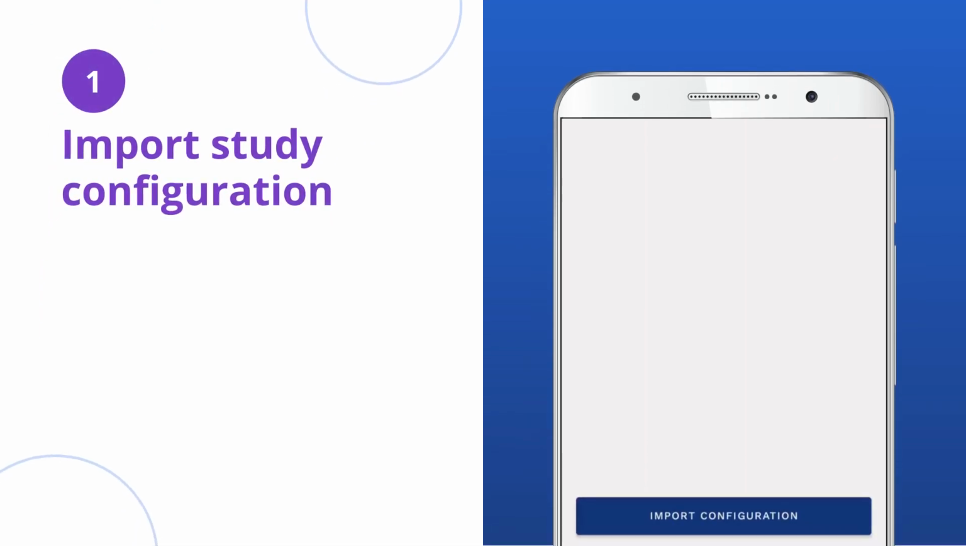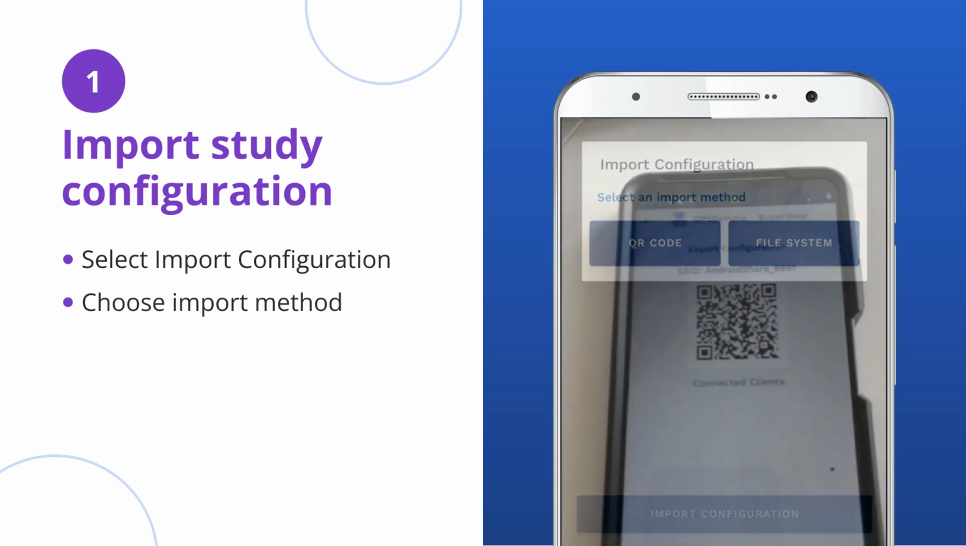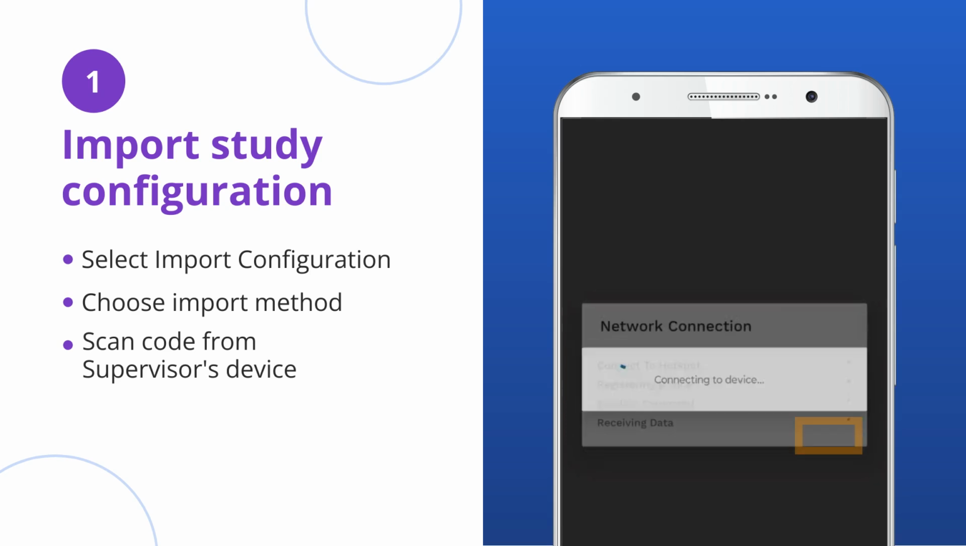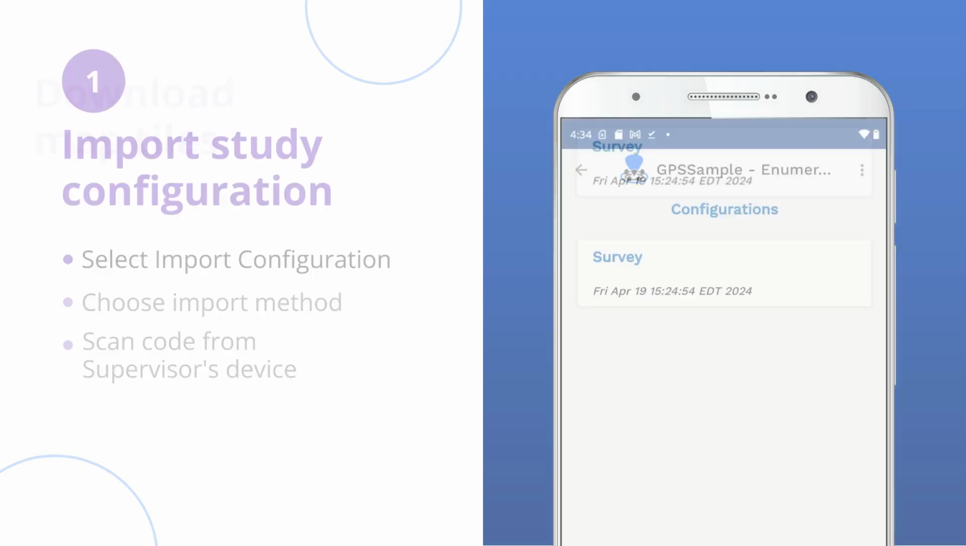Before going to the field, import the study configuration from your supervisor. First, select Import Configuration and enter the study's encryption password. Select the QR code method. Scan the QR code from your supervisor's device and click Connect. You now have the study on your device.